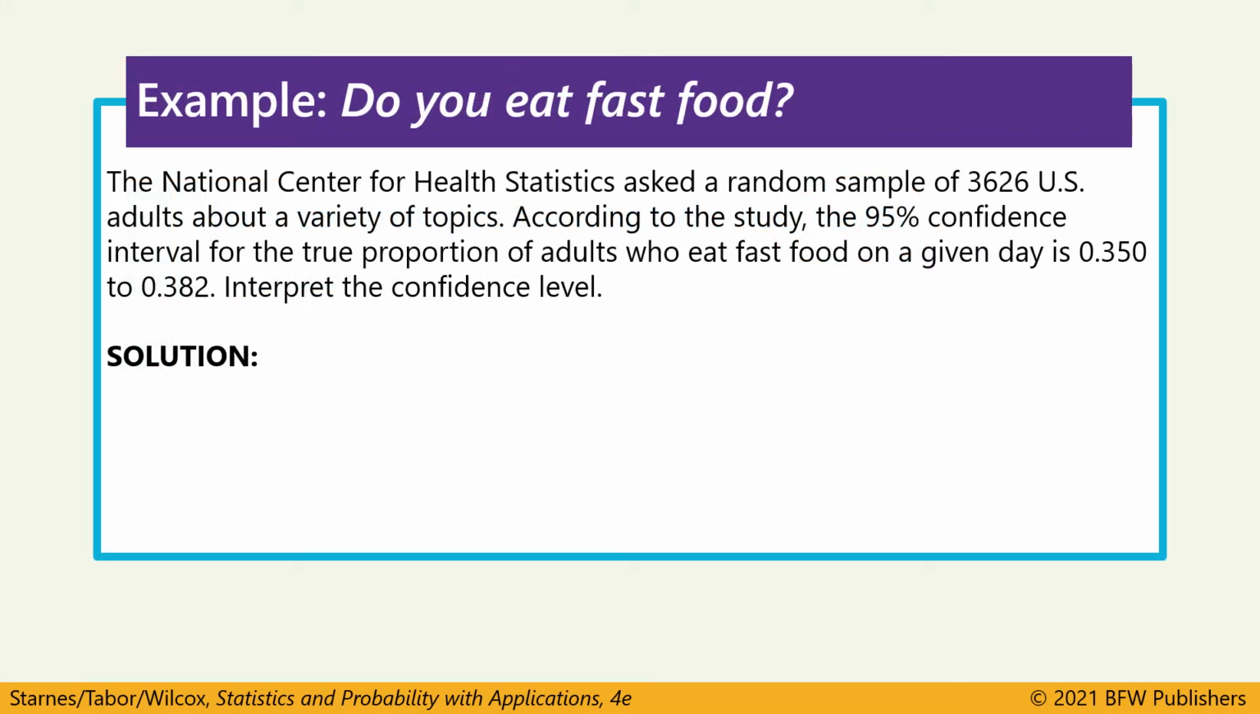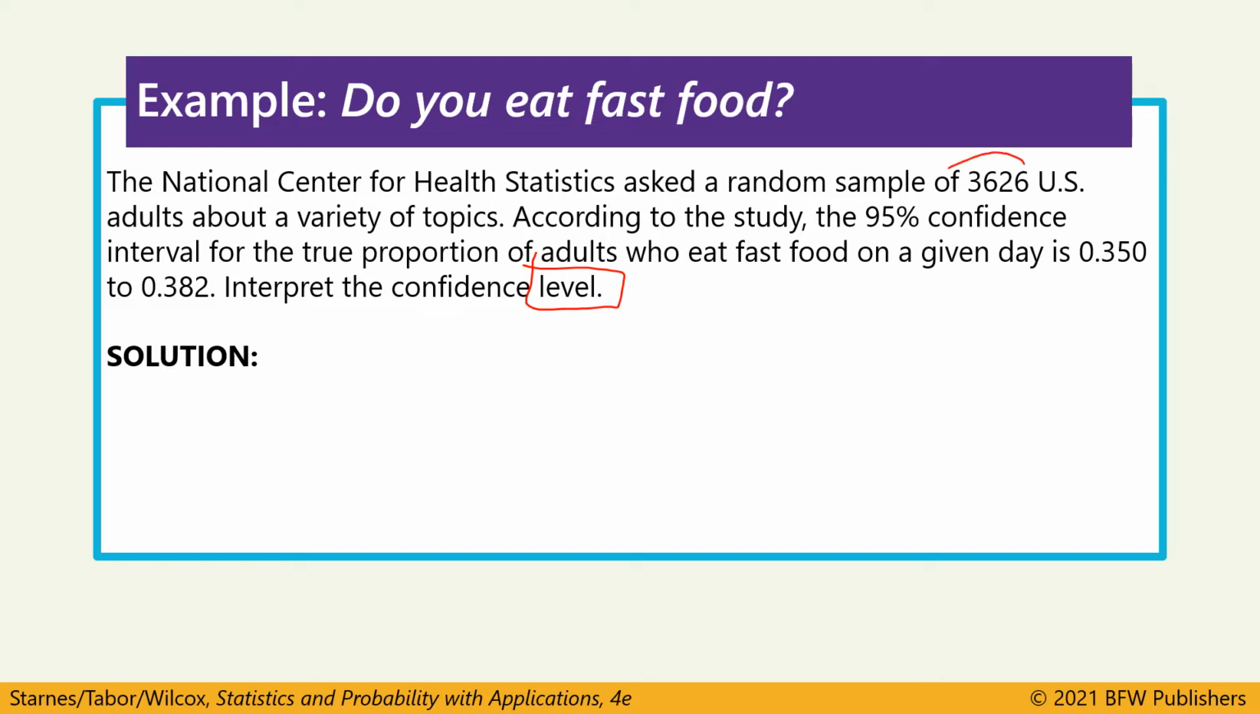The National Center for Health Statistics asked a random sample of 3,626 US adults about a variety of topics. According to the study, the 95% confidence interval for the true proportion of all adults who eat fast food on a given day is 35% to 38.2%. Interpret the confidence level. Again, the level is about all intervals. It's about the process of creating intervals.